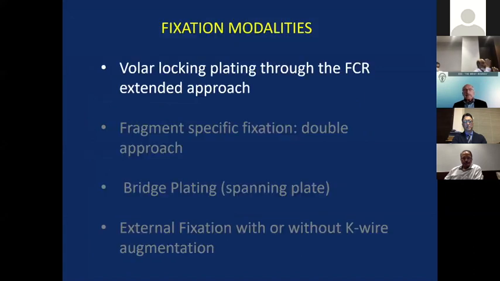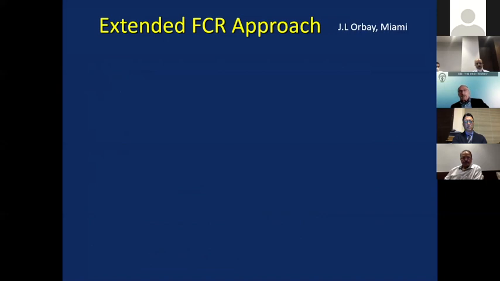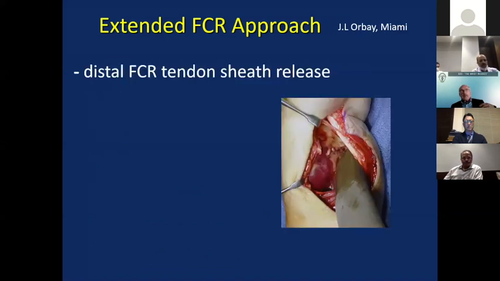So the volar locking plating through the extended approach will be used for irreducible fracture displacement, nascent malunions, and established malunions. This was described by George Orbay in Miami. He actually modified the volar approach of Henry.